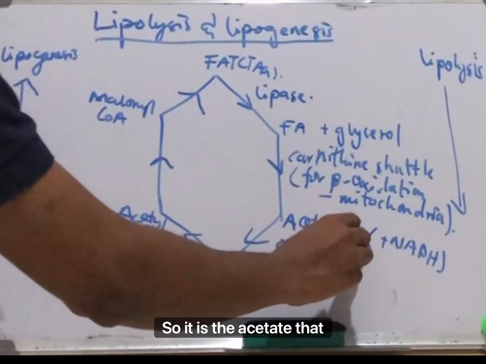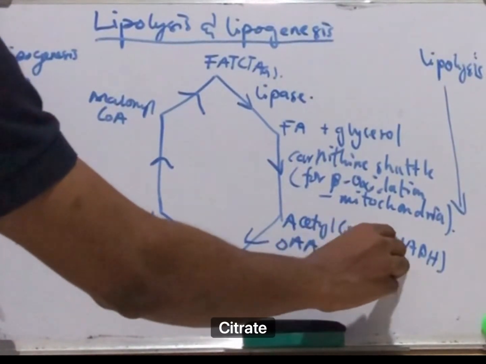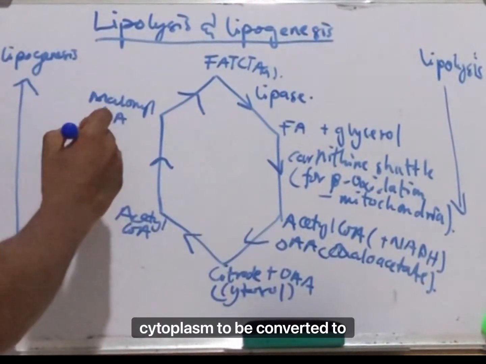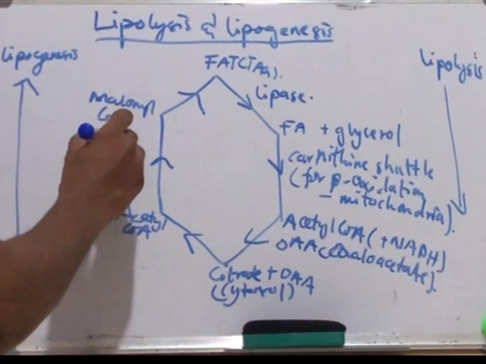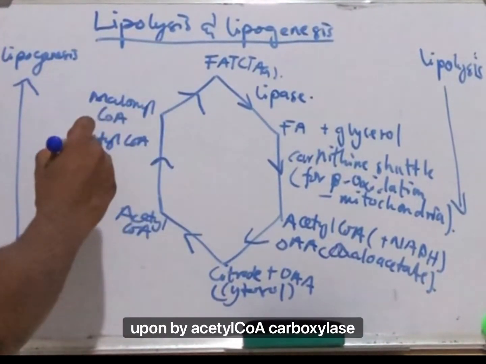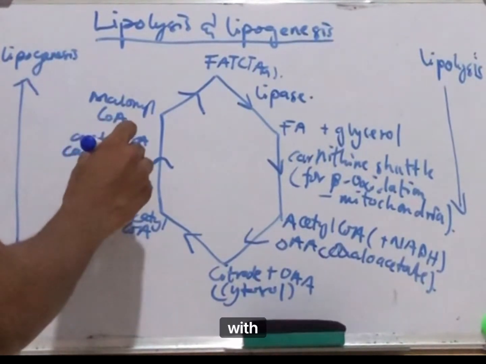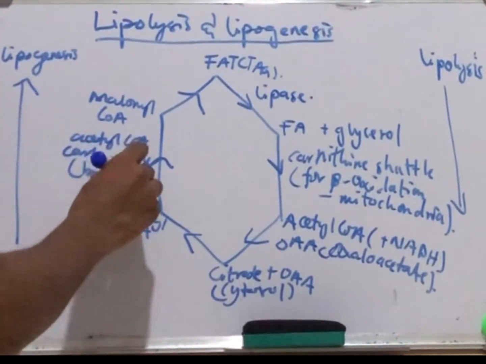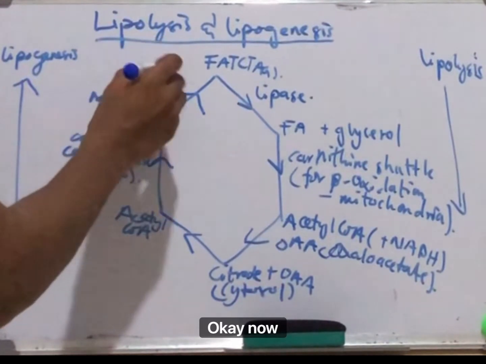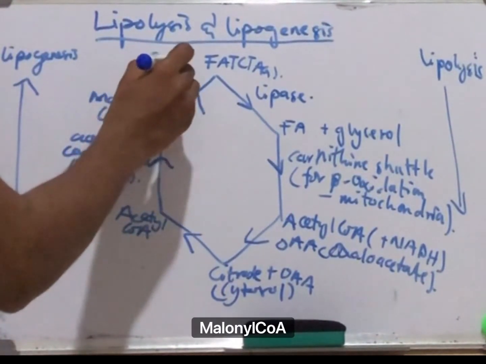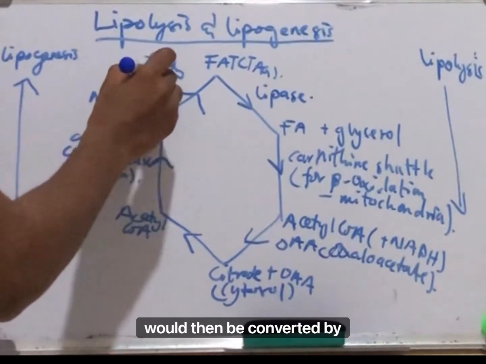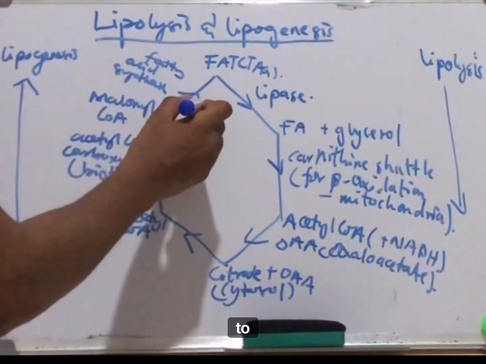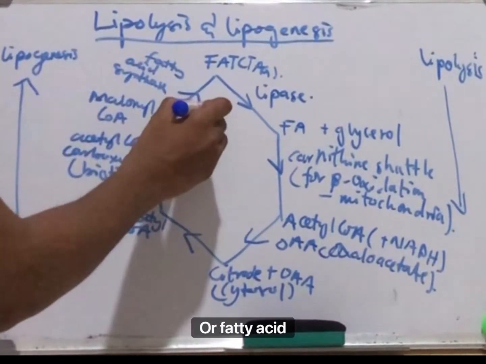So it's the oxaloacetate that will help shunt the citrate into the cytosol or cytoplasm to be converted to acetyl-CoA. Acetyl-CoA will now be acted upon by acetyl-CoA carboxylase with a coenzyme called biotin, vitamin B7. Now, malonyl-CoA will be formed. Malonyl-CoA will then be converted by the activity of fatty acid synthase plus NADPH to fat, or fatty acid.